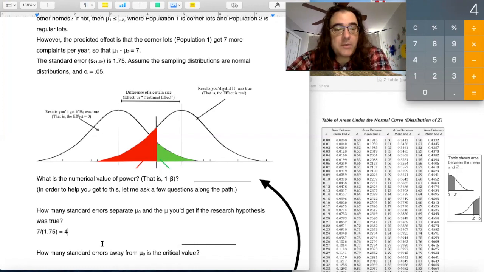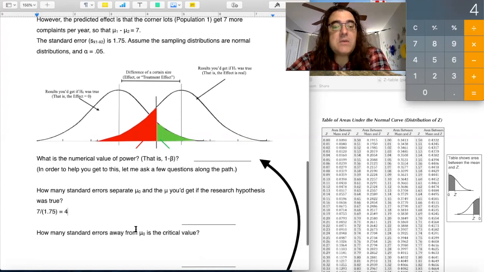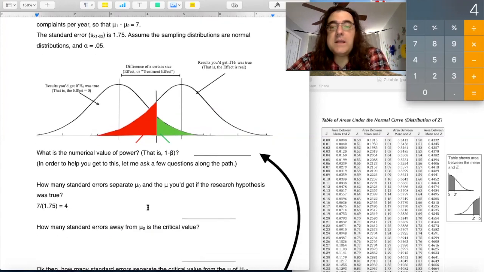Now what we're after is this: how many standard errors away from mu sub null is the critical value? So we're looking for this line right here as opposed to this line right here, and trying to figure out this section right here. How many standard errors is this section? Well, we can do that without any alternative hypothesis information at all. This is just figuring out where the critical value is, and the critical value is always based on knowing the null assumptions, nothing about the alternative.